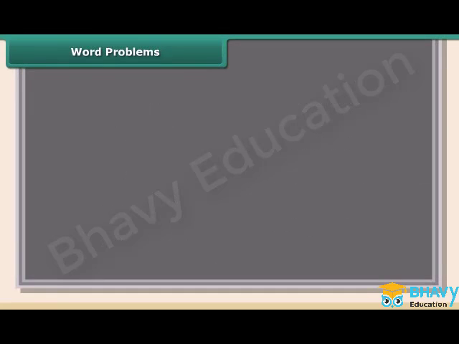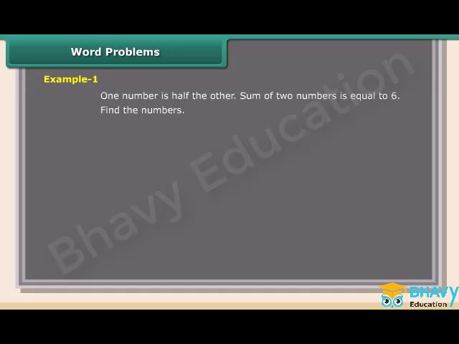Word problems. Example 1. One number is half the other. Sum of two numbers is equal to 6. Find the numbers. Solution. Let one number be x. The other number is equal to x/2. Sum of two numbers is equal to 6.